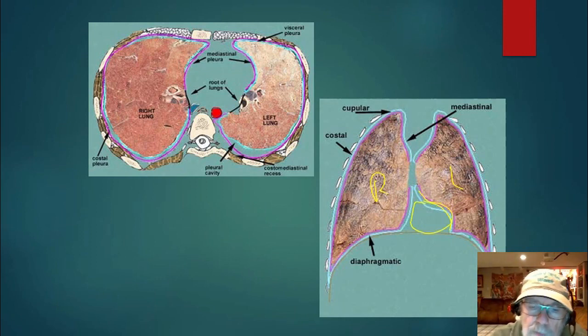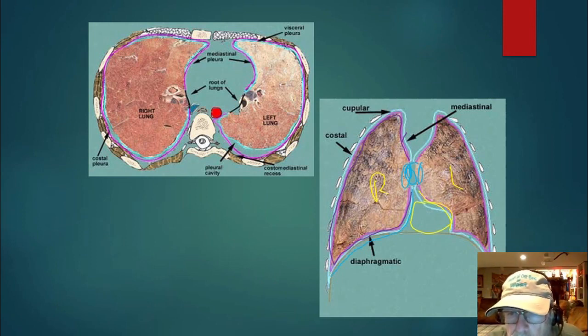But if I look at the purple line right here, that sits right on the surface of the lung. That's a bad drawing. It comes like this and like that. And then when it gets to this area, called the hilum of the lung, it folds back on itself, and that's the blue line, which would be my parietal pleura. So my visceral pleura is the purple line. My parietal pleura is the blue line. There's a very small gap between them that's filled with fluid, which is called pleural fluid.